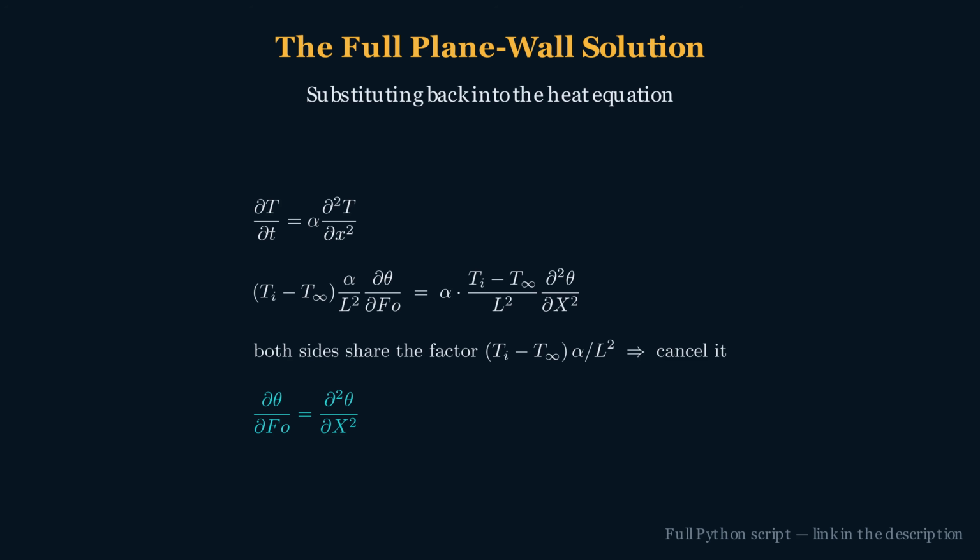Drop both transformed derivatives into the original Fourier heat equation. Every term shares the same factor of Ti minus T infinity, alpha over L squared, and since that factor is identical on both sides, it cancels completely. What's left is the dimensionless heat equation: no alpha, no L, no material properties at all. It's the same equation for every material and every wall thickness.